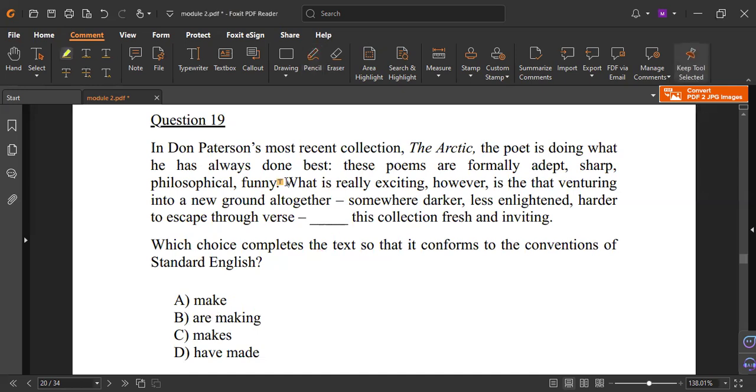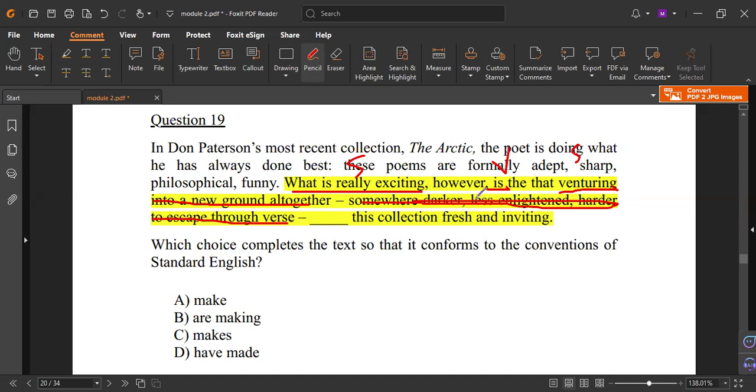You read the sentence only from the beginning to the end. Now, what is really exciting is a noun clause working as subject. Is is the verb. So what is really exciting is that, what is that? Venturing is the subject, and the prepositional phrase, delete. I am looking for the subject. I delete the phrases, I delete the clauses, I delete the non-essential information. Non-essential information between two dashes, we delete all of it.